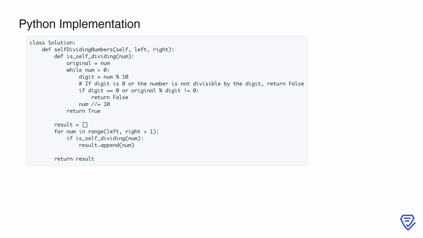This implementation ensures correctness by checking all digits and efficiently handles the edge case where a digit is 0, which automatically disqualifies the number. The solution is clear and concise, with a time complexity of O(n*d), where n is the number of integers in the range and d is the average number of digits per integer.